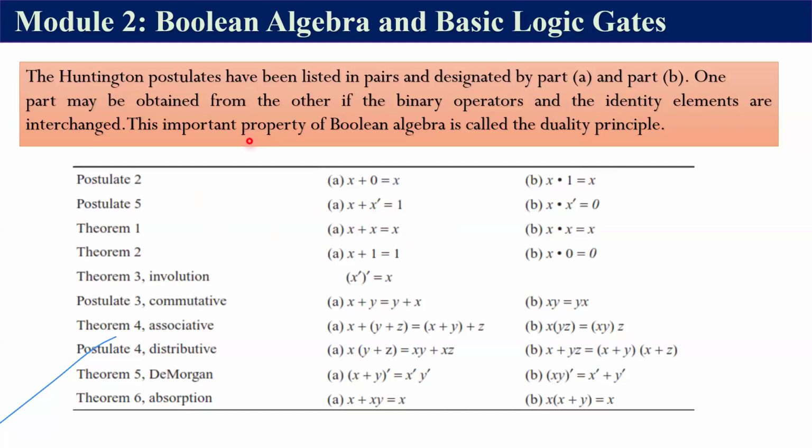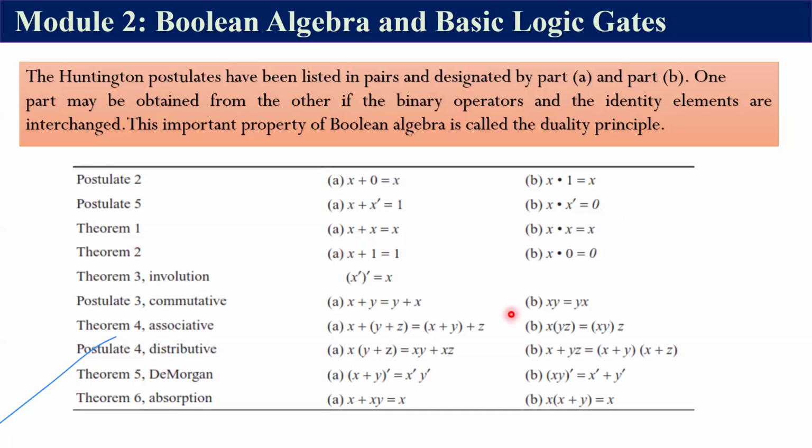Postulate number 5 by Huntington is x plus x prime, where x prime is the complement of x, will give me 1. Because if x, for instance, is 0, its complement will be 1, meaning 0 plus 1 will give me 1. If x now becomes 1, its complement will be 0. 1 plus 0 will also give me 1. So this holds irrespective of whatever you have for x. The same thing here, x and the complement of x will give me 0. All these things you can prove by simply putting 0 and 1, and then I try to see what it will turn out to be when you operate it.